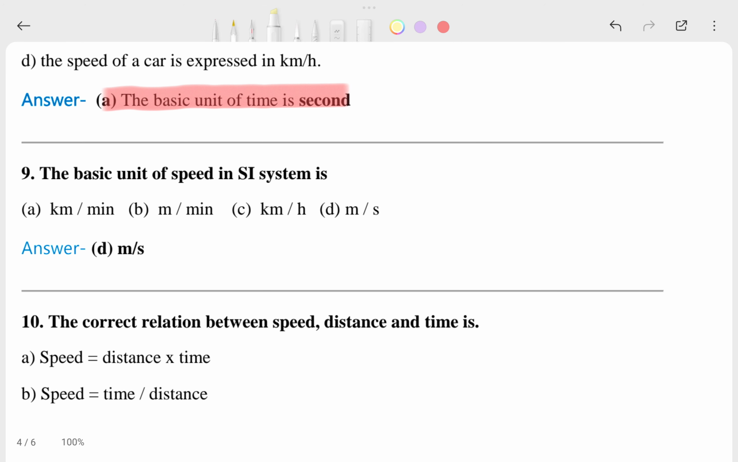So this is the 9th question. The basic unit of speed in the SI system is... What is the basic unit of speed? Meter per second. You know, the basic unit of speed is meter per second. So option D, meter per second. In these options, kilometer per minute is given, meter per minute is given, kilometer per hour is given, but meter per second is the correct answer.